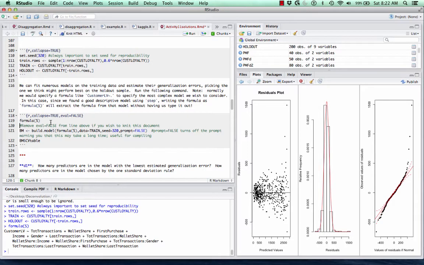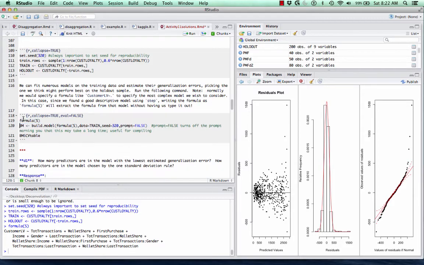You can actually extract the formula from a particular regression model by typing in formula and the name of that model here. And so here we have some individual predictors, we have some interactions, and so let's run build.model going all the way up to this model as the most complex one. So I'll save the results of build.model to BM here. Instead of actually typing out that formula, I'm just going to leave that as formula S. R will figure out that that's the formula that I want.